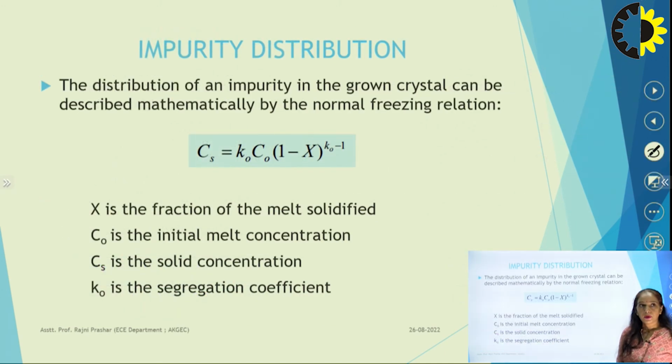The distribution of impurity in the grown crystal can be described mathematically by the normal freezing relation, that is, Cs is equal to K0 C0 (1 minus x) raised to the power K0 minus 1, where x is the fraction of the melt solidified, C0 is the initial melt concentration, Cs is the solid concentration, and K0 is the segregation coefficient.